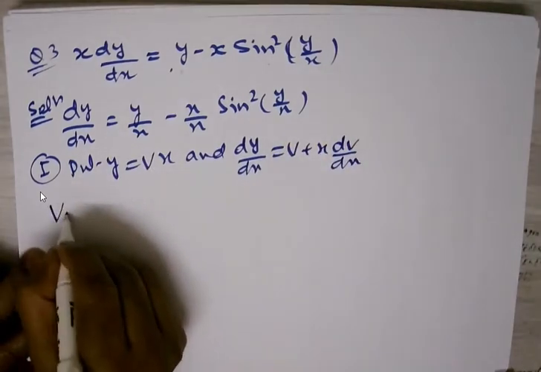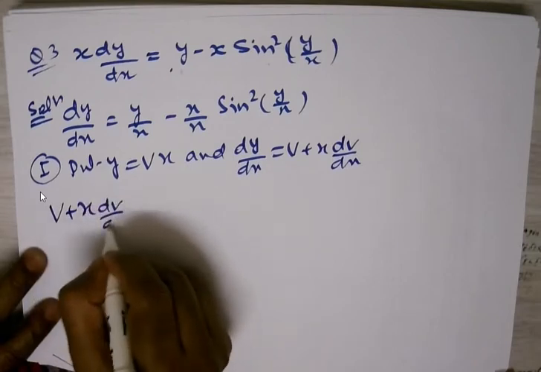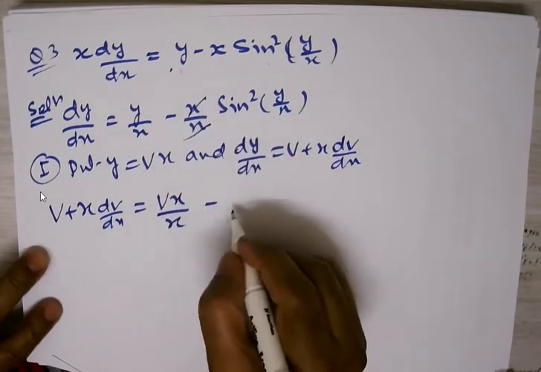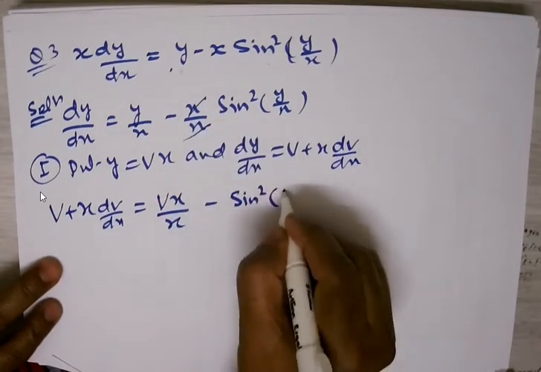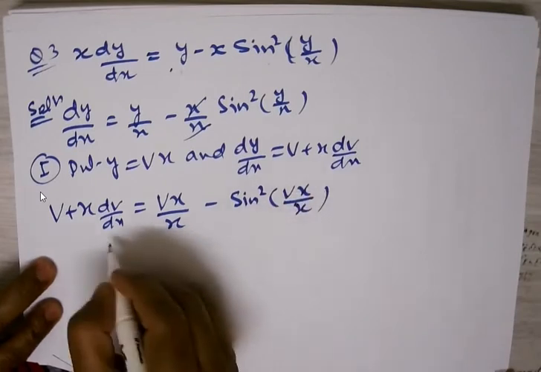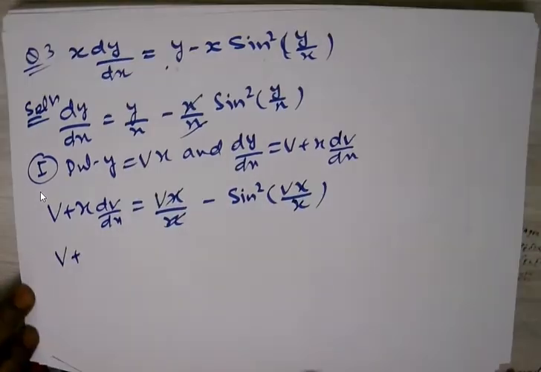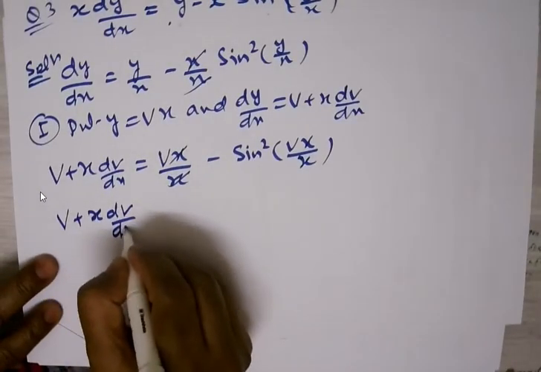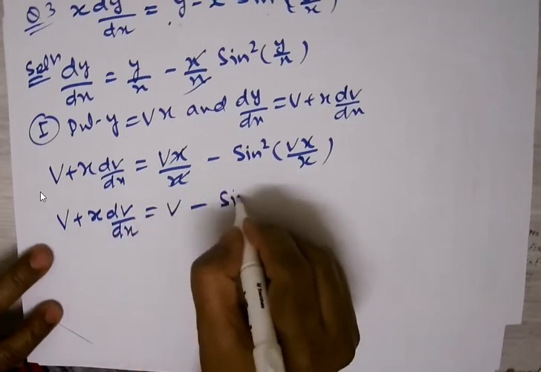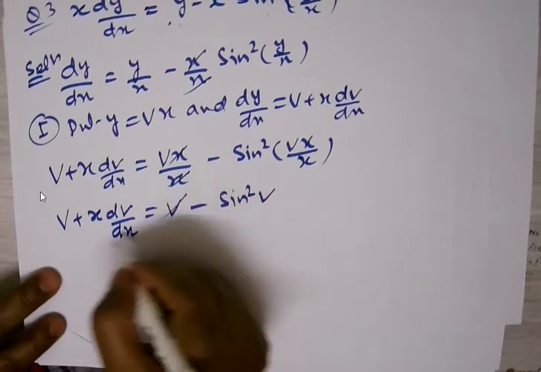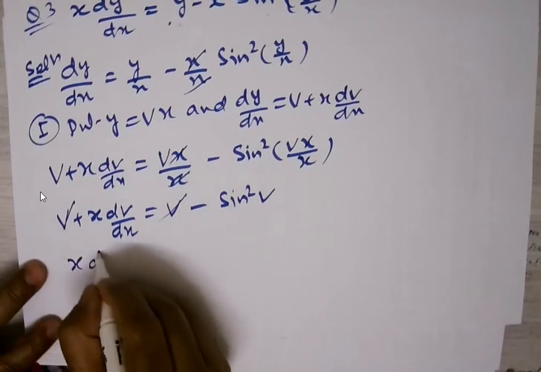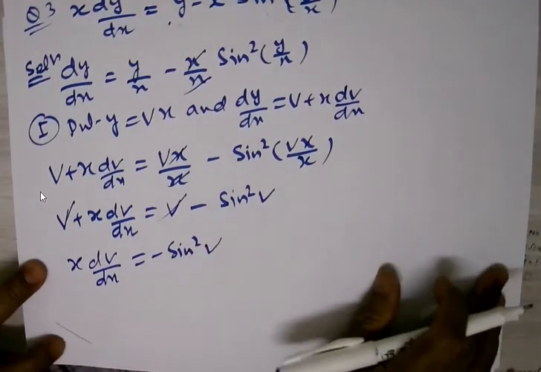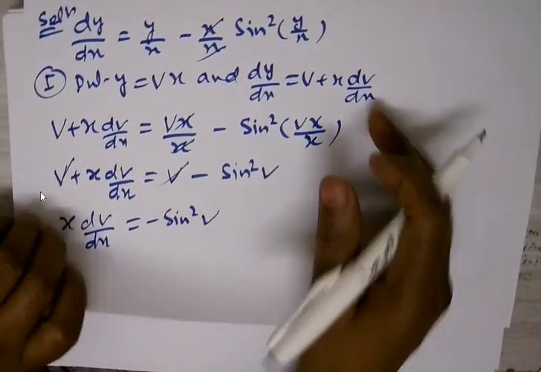Replace this. It comes as v plus x dv dx equal to vx divided by x minus sine square vx divided by x. Cancel this, so it comes as v plus x dv dx is equal to v minus sine square v. Can I cancel this? Yes. So the remaining part is x dv dx equal to minus sine square v. Now solve it using the variable separable method.